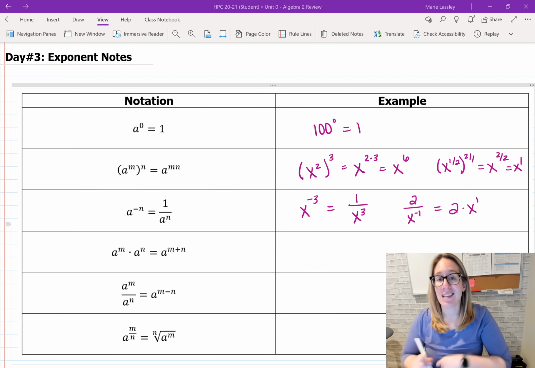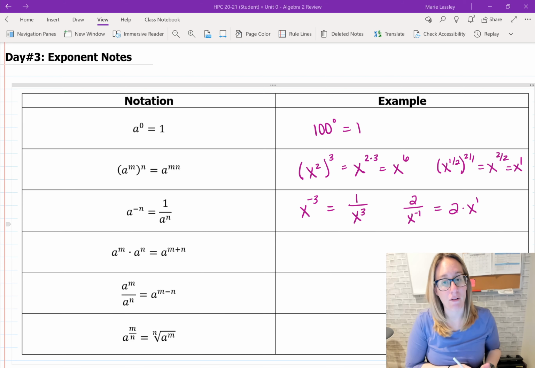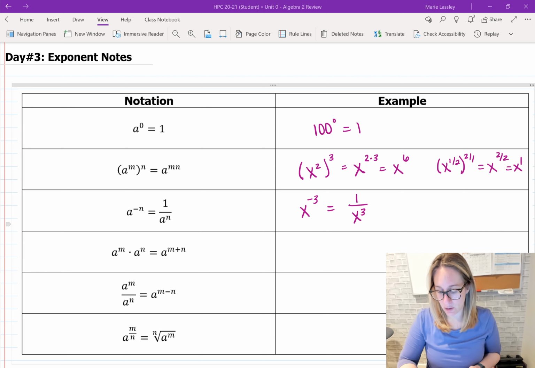All right, now a side note, if there is a coefficient, like a number out front, so let's actually say, let's not like this problem. Maybe we don't like this one. Maybe we want to do another one.